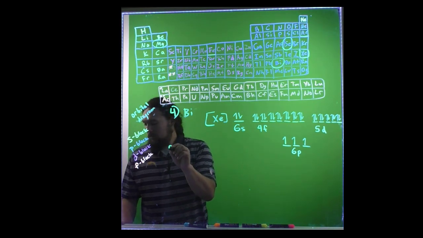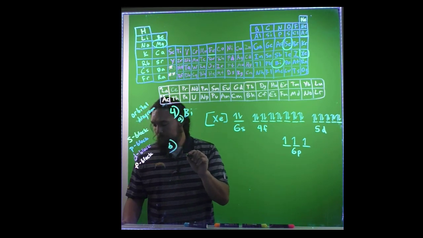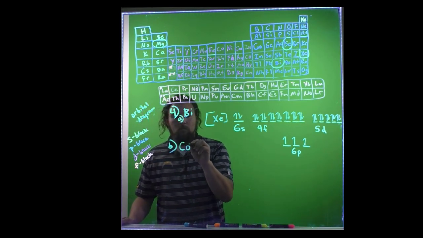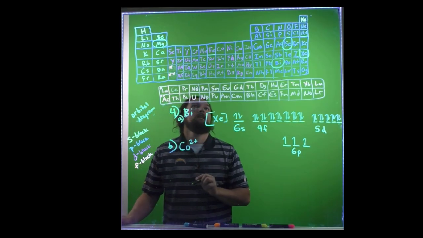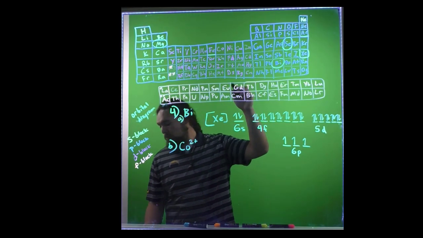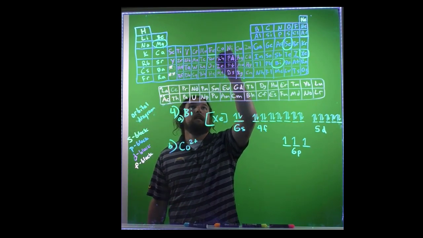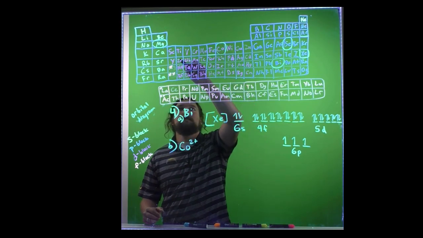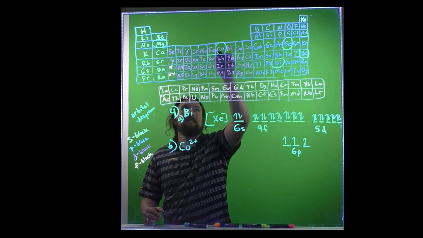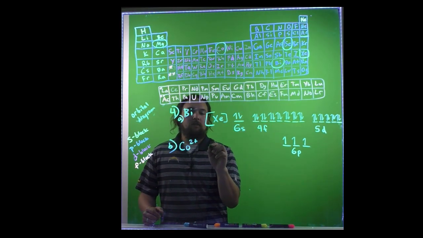This was 4A. For number 4B, we have cobalt 2+. So where is cobalt? It's going to be in 3d. Cobalt is located right over here, and it has a 2+ charge. So we see 1, 2, 3, 4, 5, 6, 7. Okay, so once again, we'll do the noble gas shortcut for argon.